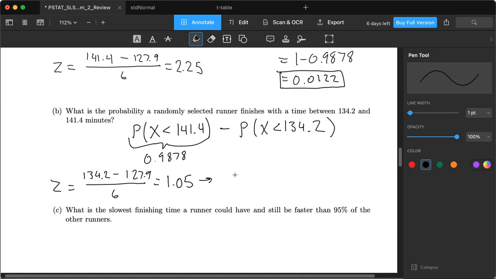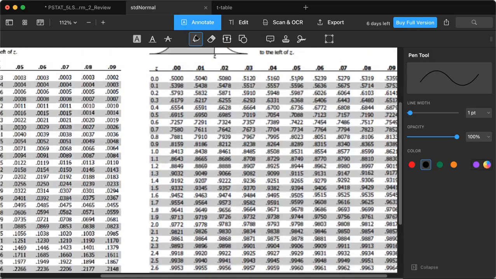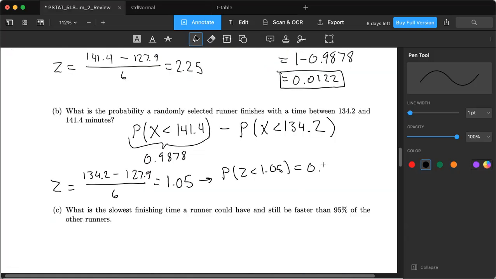So the probability of Z being less than 1.05 is equal to, go to the table, 1.05, so 0.8531. So our answer is 0.9878 minus 0.8531. Let's do that real quick. It's 0.1347.